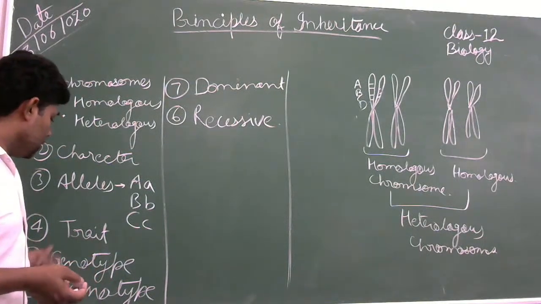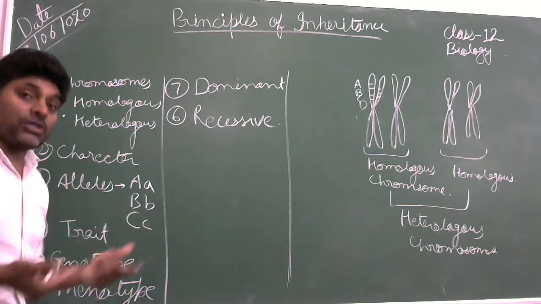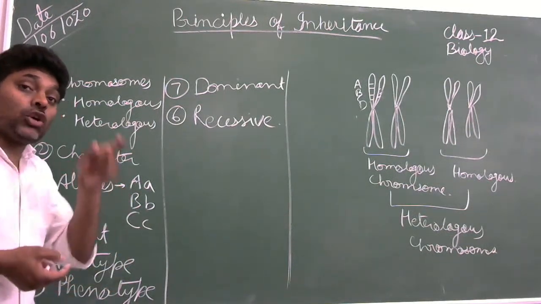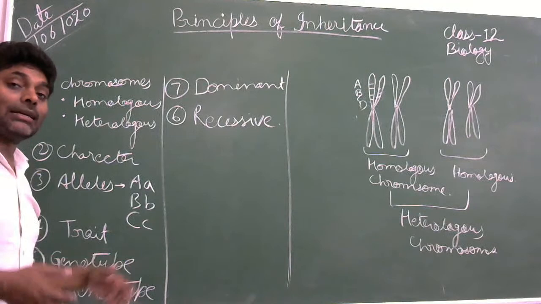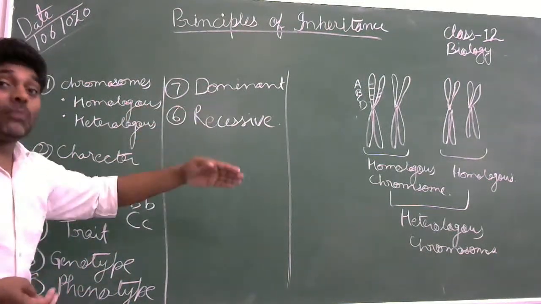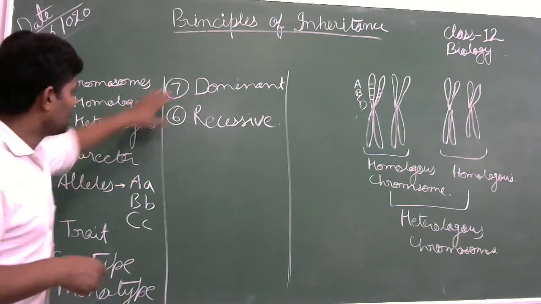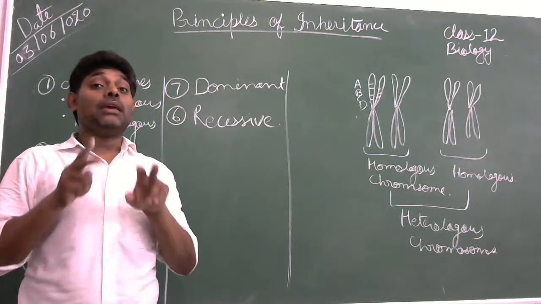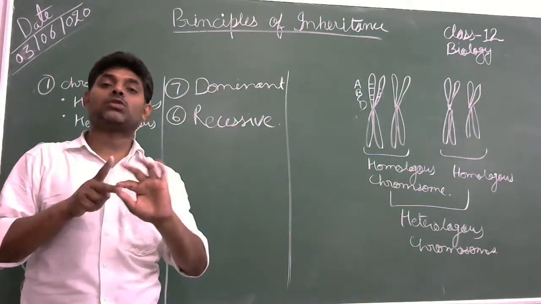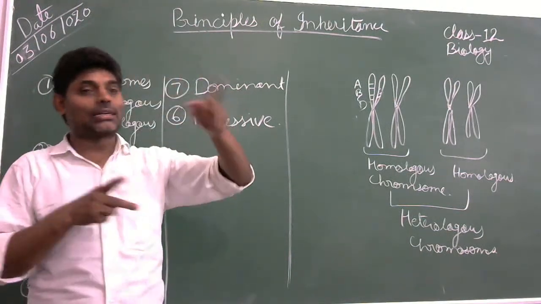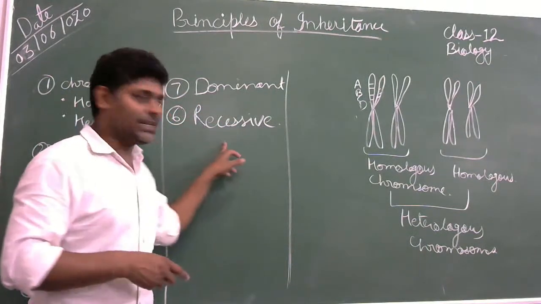The next one is the genotype and phenotype. The genetic constitution of an organism is termed as the genotype, and the character which appears morphologically is termed as the phenotypic character. Clear? The next thing, if we have a contrast character, one of them will express and the next one will be suppressed. The expressed character is termed as dominant and the suppressed character is termed as recessive.